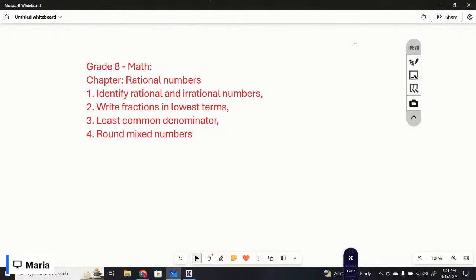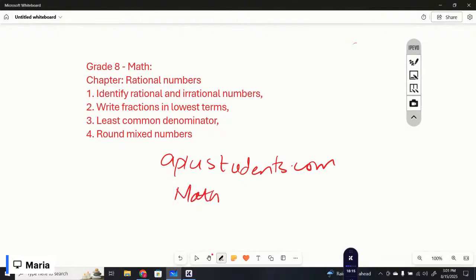You can find all the lessons on aplusstudents.com. You have to log in there using your email address and password as provided by the administrator. Then you have to select math from the subject tab. Scroll down to grade 8 math and then click on all lessons. There you can find a list of the chapters. We're going to start with the chapter rational numbers.